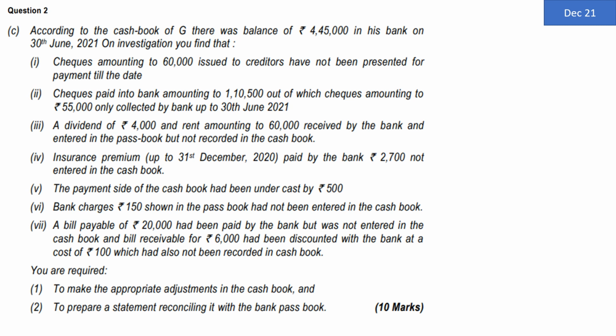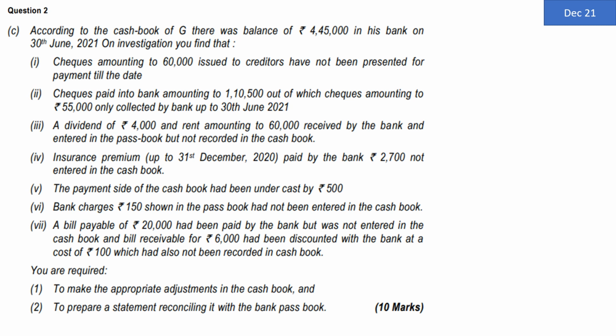Question number 2C. According to cash book of G, there was a balance of Rs 4,45,000 in his bank on 30th June 2021. On investigation, you find that checks amounting to Rs 60,000 issued to the creditors have not been presented for payment till the date. Checks paid into bank amounting to Rs 1,10,500, out of which checks amounting to Rs 55,000 only collected by bank up to 30th June 2021.